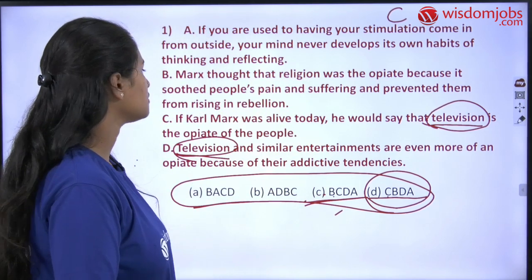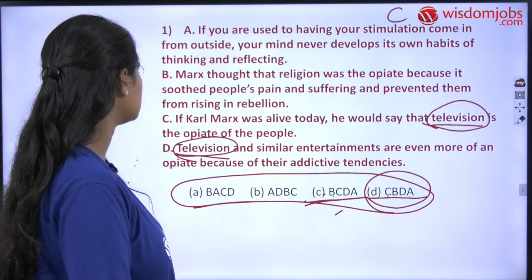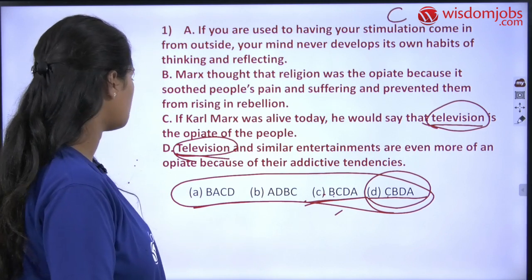Marx thought that religion was the opiate because it soothed people's pain and suffering and prevented them from rising in rebellion. If Karl Marx was alive today, he would say that television is the opiate of the people.